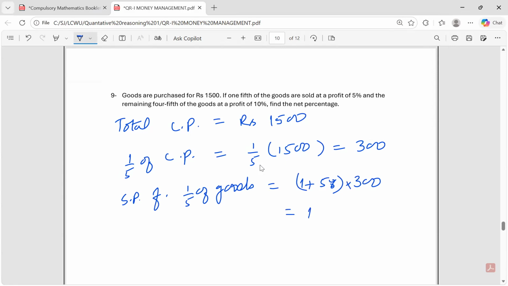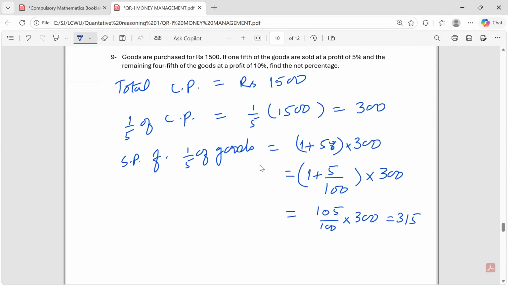This is equal to 1 plus 5 by 100 of 300. This will be 105 by 100 multiplied by 300, which is equal to 315 rupees.